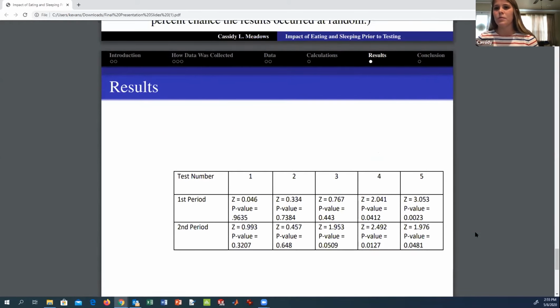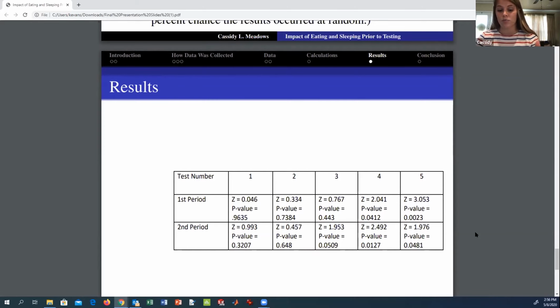So this is a table of the Z-score test and the p-value. Once I got the Z-score test, I was able to get a p-value from that. And all I did there was look at the p-value chart to get my p-value. And really, my p-value was the indicator of the statistical significance of my data. If my p-value was less than my significance level that I chose, then it did have statistical significance.